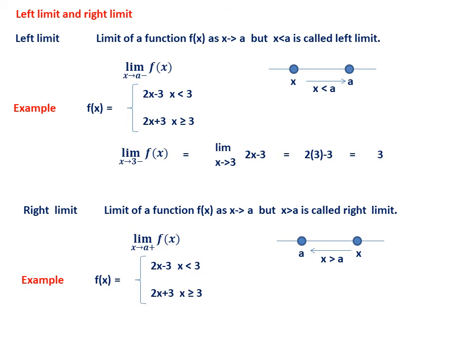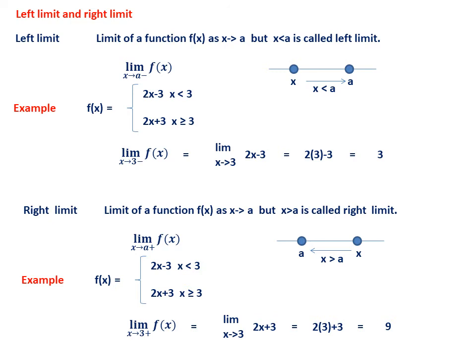Example, let us take the same example. 2x minus 3 for x less than 3, 2x plus 3 for x more than or equal to 3. Then the limit of f of x as x tends to 3 plus will be equal to... Which function do we have to take here now? 3 plus means more than 3. Therefore I have to take the function 2x plus 3. Especially for a piecewise function, it is very simple. You have to just see, for that particular value a, left side of a, what is the function, right side of a, what is the function, and then select that function. So now when you substitute here, 2 into 3 is 6, 6 plus 3 is 9. So it is very clear, left limit here is 3, right limit here is 9.